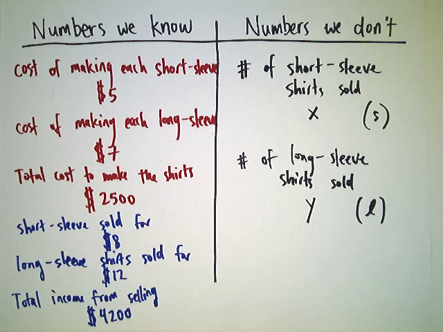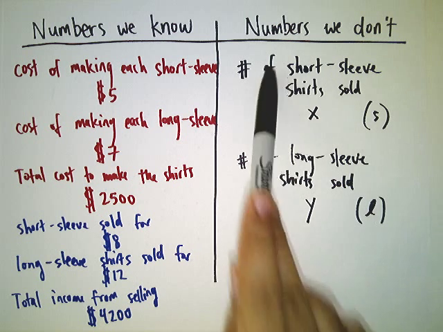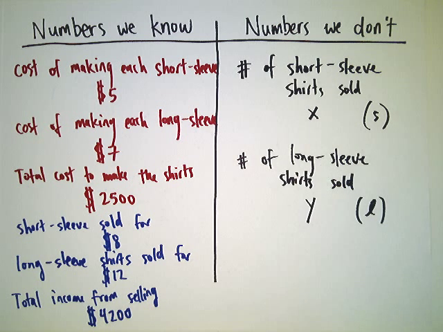Okay. So we know the cost to make a short sleeve, the cost to make a long sleeve, the total cost for making all the shirts. We know how much we sold each short sleeve for, how much we sold each long sleeve for, and the total income from selling the shirts. We're trying to find out the number of each type sold. That's X and Y.